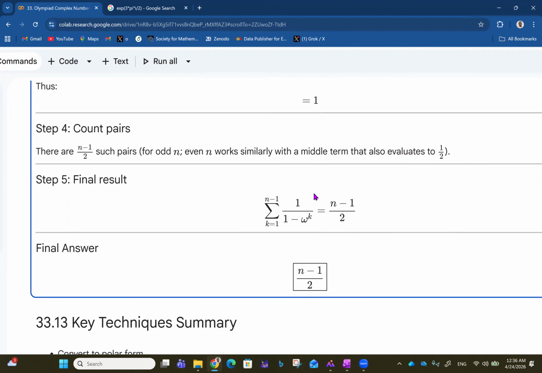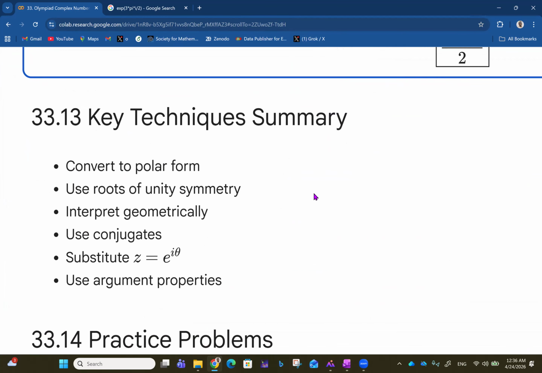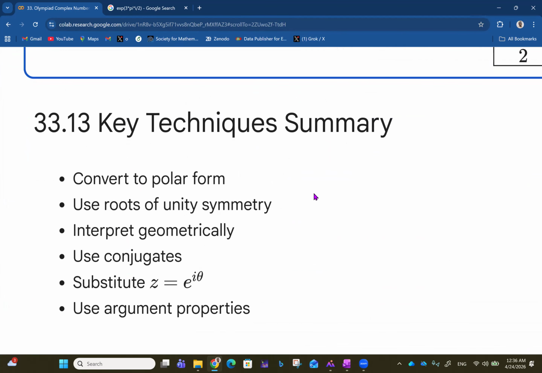Okay, in essence, we have our key techniques summary. First of all, when you have a problem, you want to convert it to polar form. Then next, you want to use roots of unity symmetry, like the ones we did with z raised to power 4 equals 1, or z raised to power 100 equals 1. We're using code.